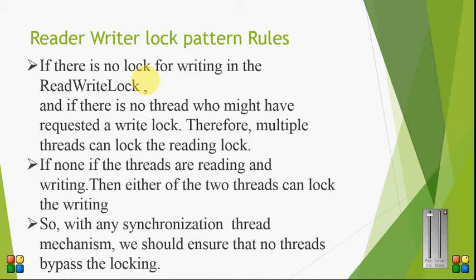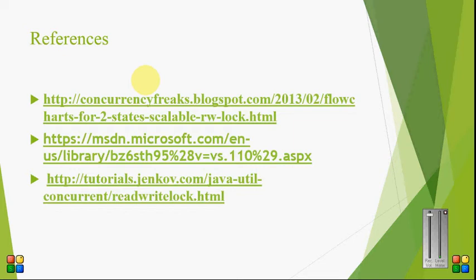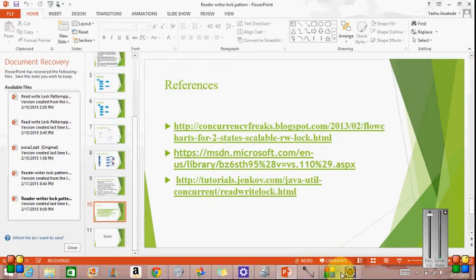So the rules for the reader-writer lock pattern are: if there is no lock for writing and no thread has requested a write lock, then multiple threads can take the read lock. If there are no threads writing and reading, then either of the 2 threads can lock for writing. With any thread synchronization mechanism, we should ensure that no thread bypasses the locking. So this is about the rules. Now I'll show the demo of my project.